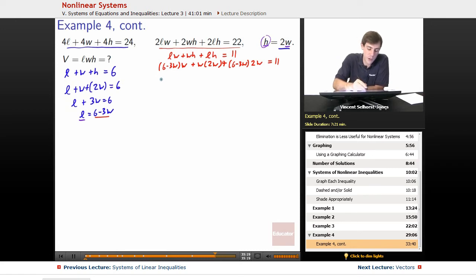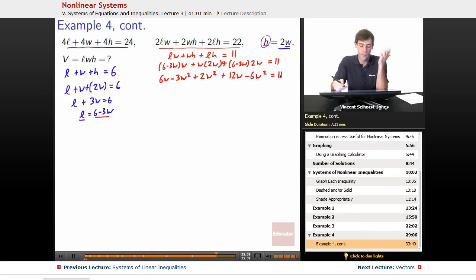6 minus 3W times W, W distributes, so we've got 6W minus 3W squared plus W distributes onto 2W, well not distributes, but 2W squared plus 6 minus 3W times 2W, so 6 times 2W becomes 12W, minus 3W times 2W becomes minus 6W squared equals 11. Great. So let's simplify things a bit. We've got minus 3W squared here, plus 2W squared here, and minus 6W squared here. So minus 3W squared plus 2W squared gets us negative 1W squared. Minus 6W squared brings us to a total of negative 7W squared. Our 6W and 12W combines to plus 18W equals 11.